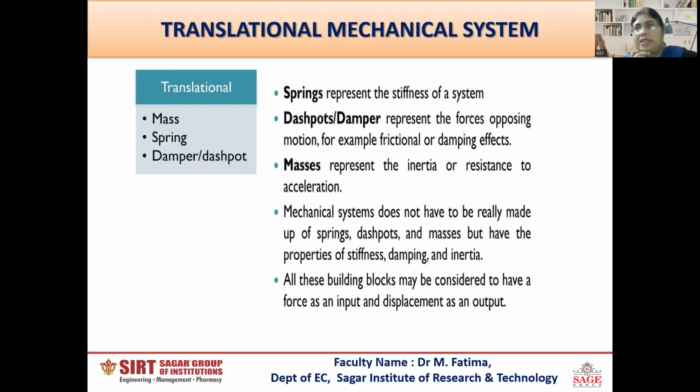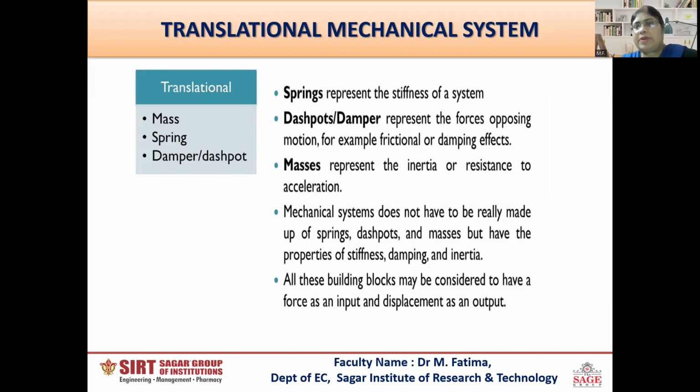I'm taking a translational mechanical system. It consists of mass, spring, and damper, or dashpot. The spring represents the stiffness of the system. The dashpot or damper represents the forces opposing the motion. The mass represents the inertia, or the resistance to acceleration.